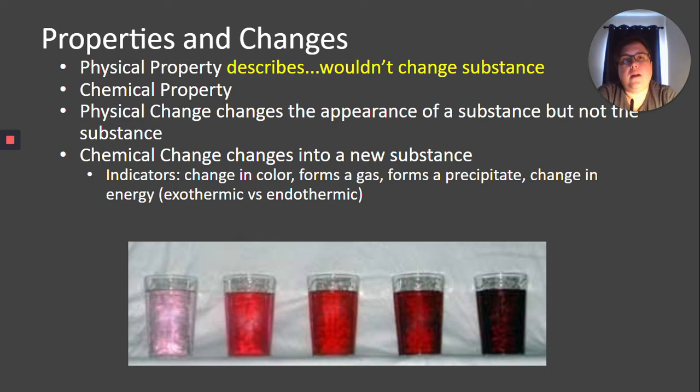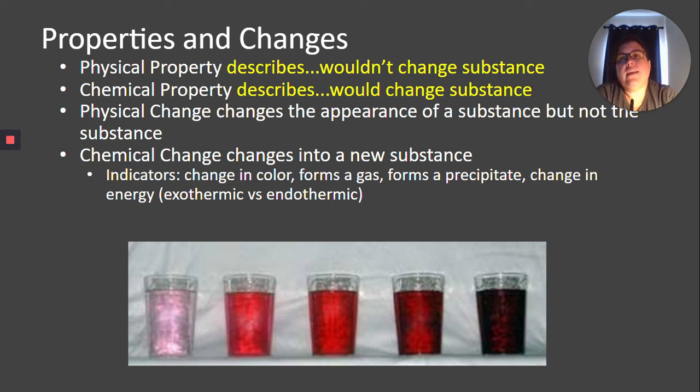A chemical property would change the substance. So saying that paper is flammable is a chemical property of paper, because if I was to actually burn the paper, it would turn into black ash. So physical changes, again, are changes in the appearance of the substance, not the substance itself.